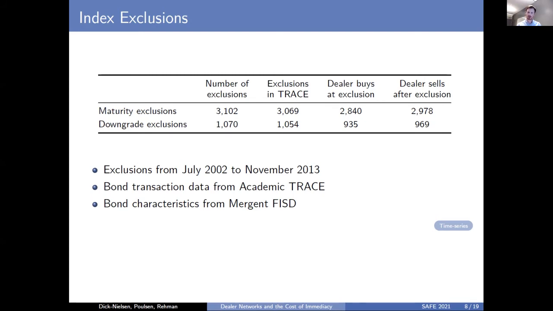Our data is from 2002 until 2013, and we get bond characteristics from Mergent FISD. You can see that we have a fairly large number of index exclusions, of which most of these bonds are traded in TRACE. And we see that for most of them, we have a dealer buying from an index tracker at exclusion. And we see for most of them, dealers also selling bonds after exclusion.